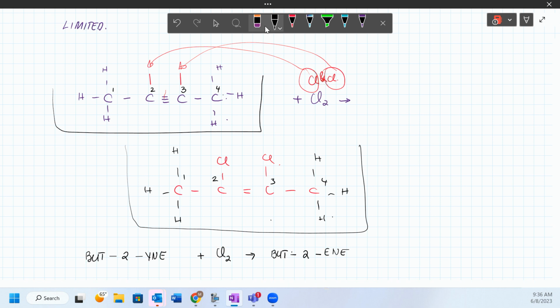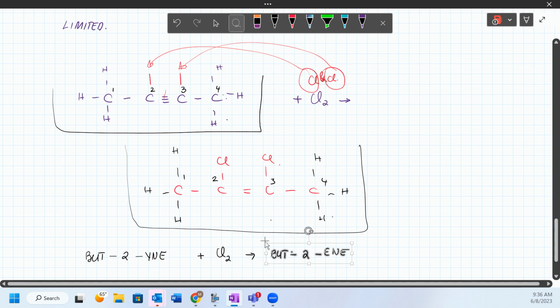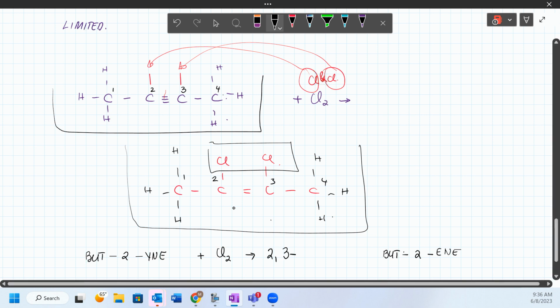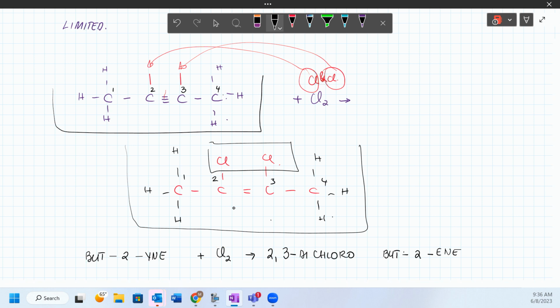But then, before we do that, let's do this. Before we do this, we have to take into consideration what? The fact that we have 2 chlorine. So we'll go 2, 3 dichloro, and then but 2-ene, because we are dealing with a halide, a derivative of the hydrocarbon. Does it make sense, the naming, guys?